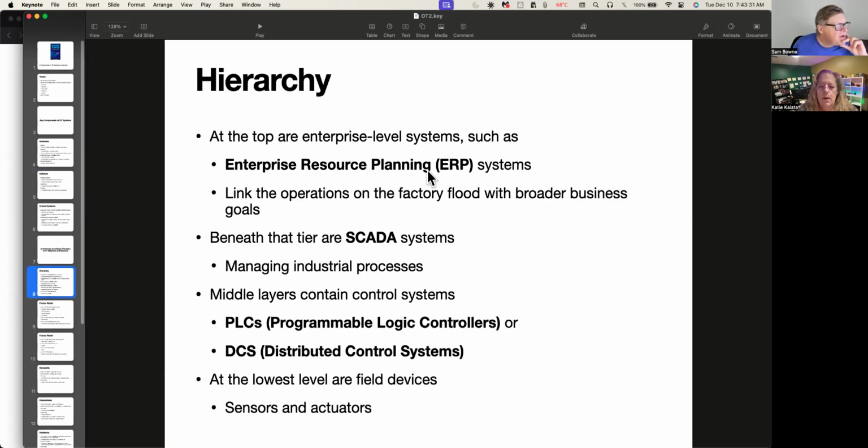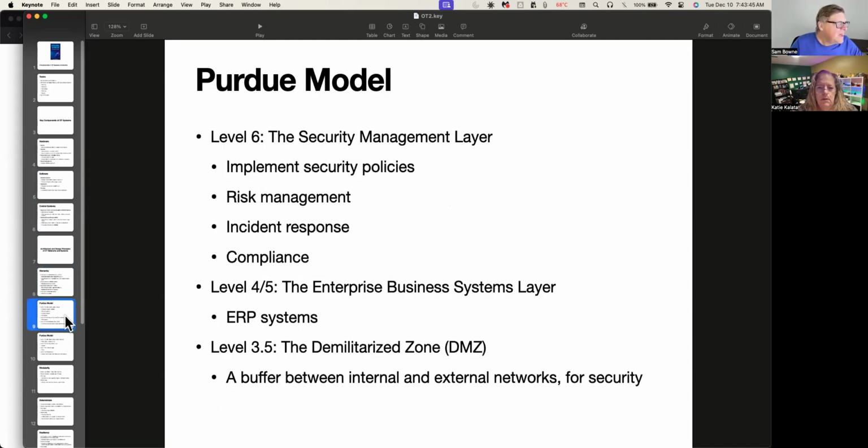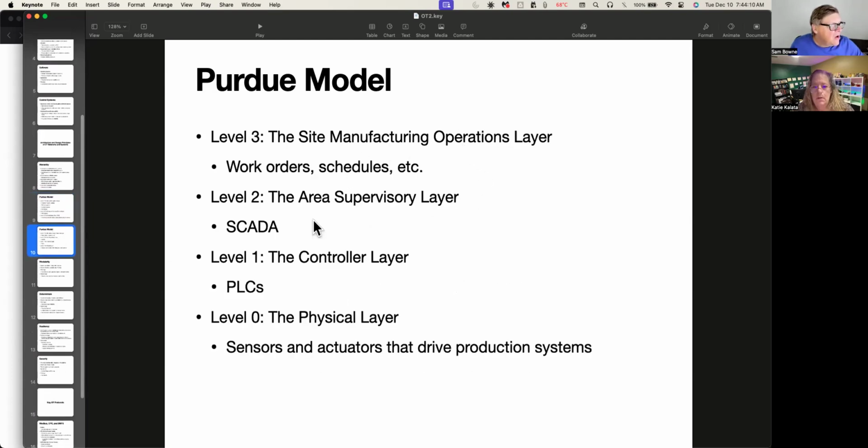And so here's the hierarchy. At the top, you have enterprise resource planning, then SCADA systems, and then the middle layers contain PLCs or DCS systems, and at the lowest level are the actual field devices controlling the equipment. So that's the Purdue model. We talked about it. The top level is the most familiar to IT workers, with things like incident response and compliance, which we'll get to later today and all day tomorrow. Then you have your enterprise business systems, the demilitarized zone connecting the internal and the external network, which is where you really can put in much of the security that you're going to have. And then the lower level stuff, which is the OT stuff: the site manufacturing operation, the supervisory layer, the controller layer, and then the physical layer with its sensors and actuators that drive the systems.